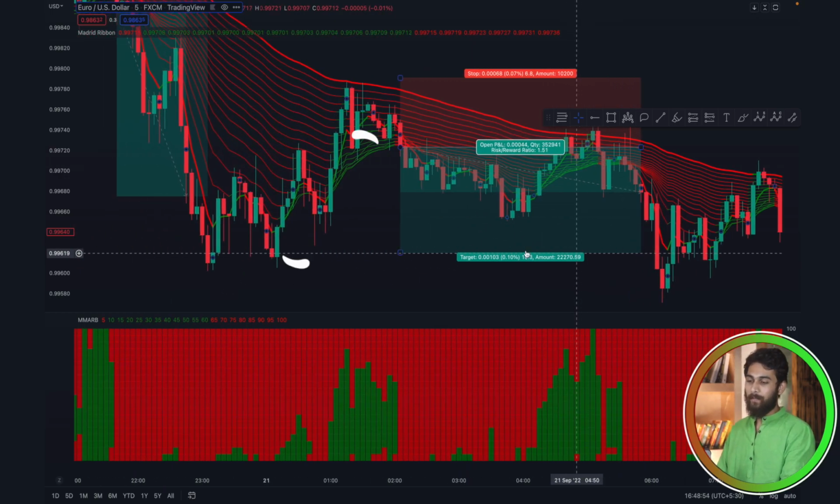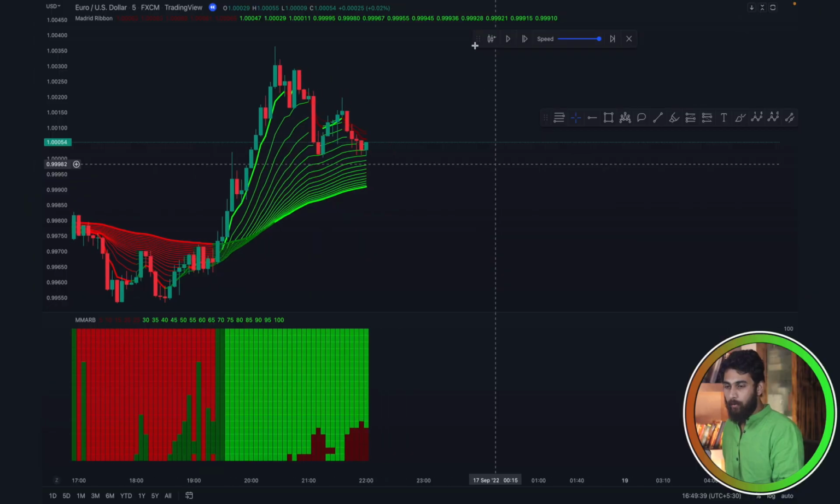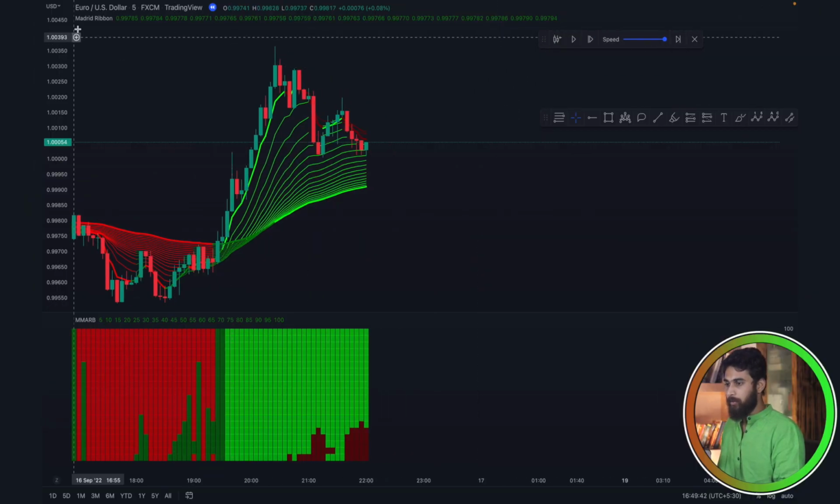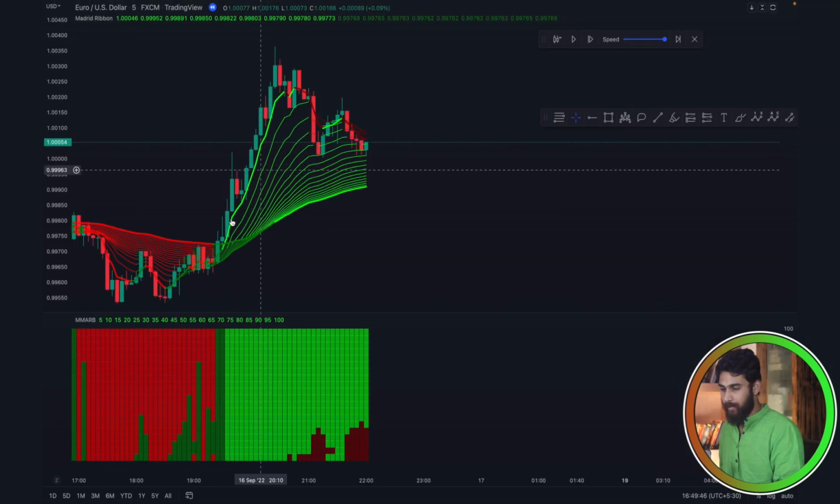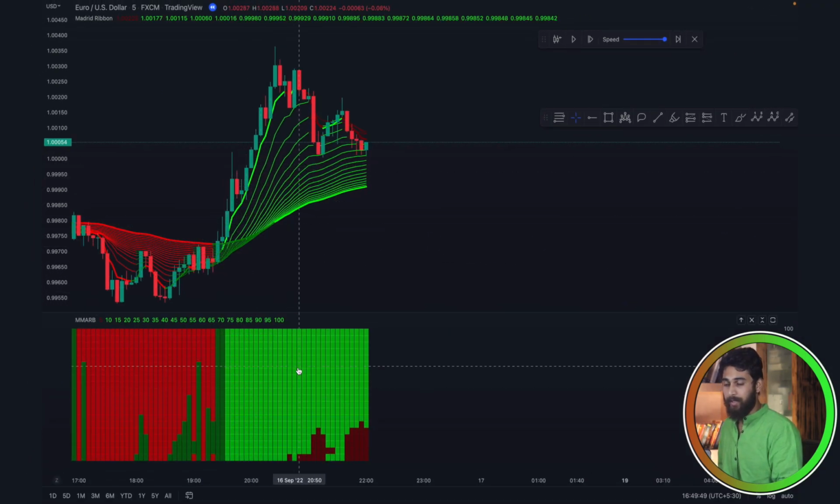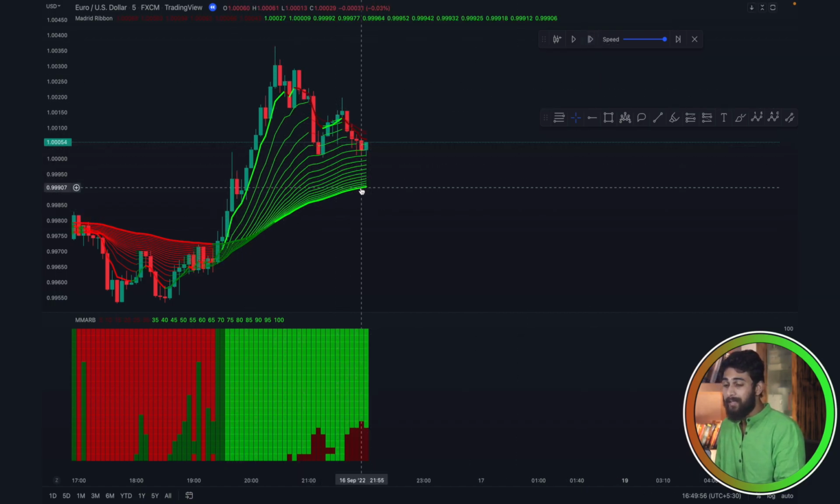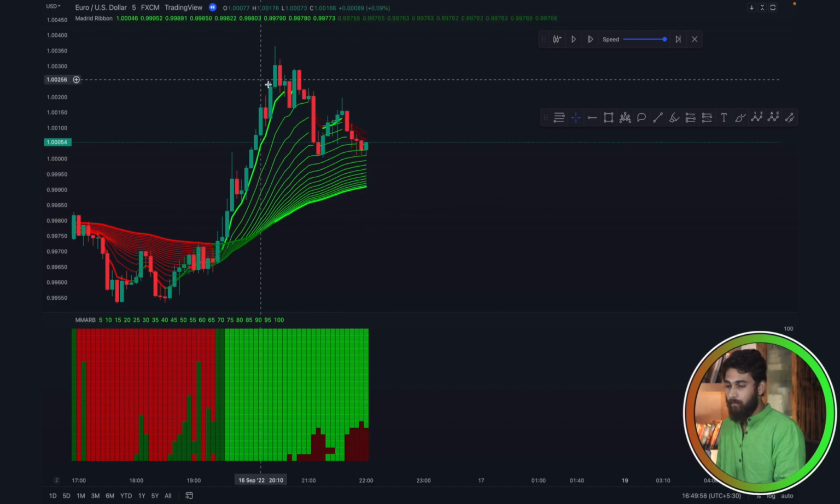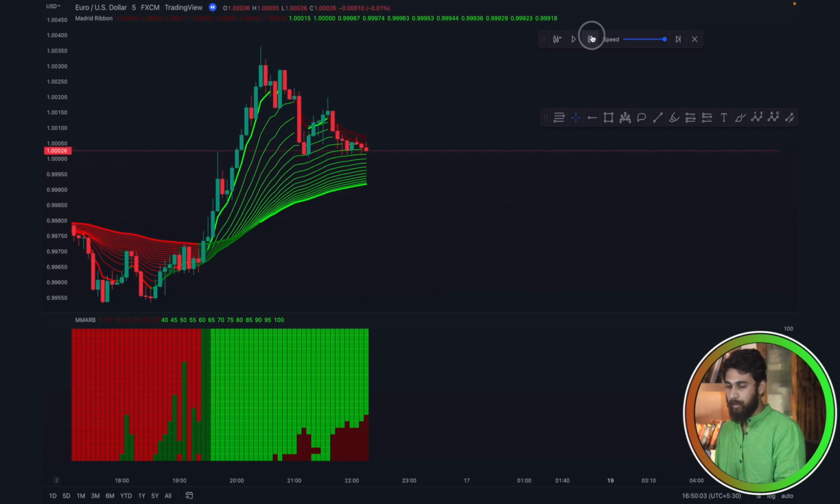Now let us go and try to place a buy trade using this strategy. If we look over here in this chart, which is the Euro US dollar 5-minute chart, we have a strong uptrend, right? All the bands are green and the boxes are green too. So the first step is to let the price move toward this band, the last band or the last moving average of this ribbon. So let us see if it moves near that.